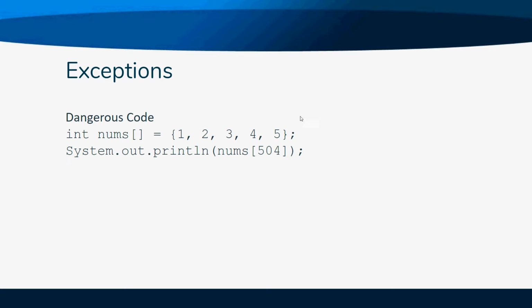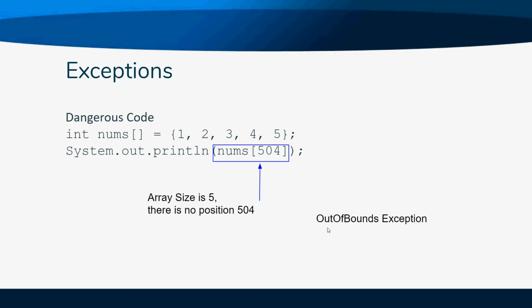And there's lots of different exceptions for all of the different values. Here's another one. I have a list. Here's my array, and I've got 0, 1, 2, 3, 4, 5. My list size is 5. My positions are 0 through 4. What if I tried to print out position 504 in this list? This would crash our code. That's dangerous code. There is no position 504, so we couldn't do that. That's considered an out-of-bounds exception.